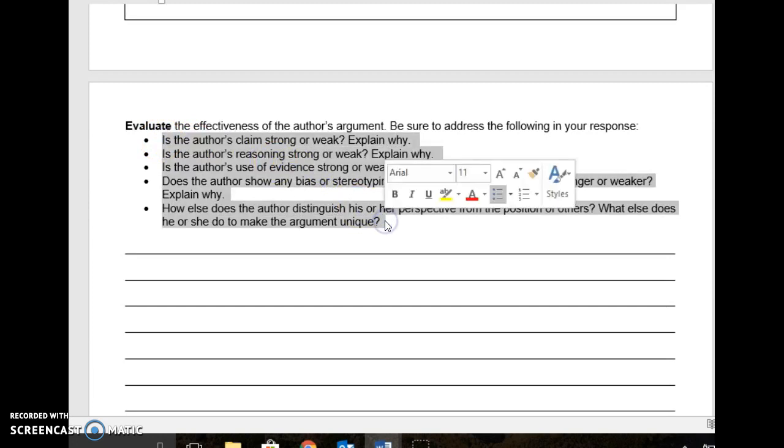Take a look at these things with me. Number 1, you're going to look at the author's claim. Is the author's claim strong or is the author's claim weak? Of course, you're going to explain why.